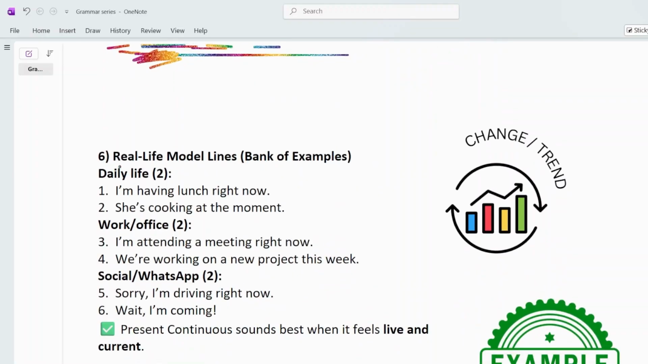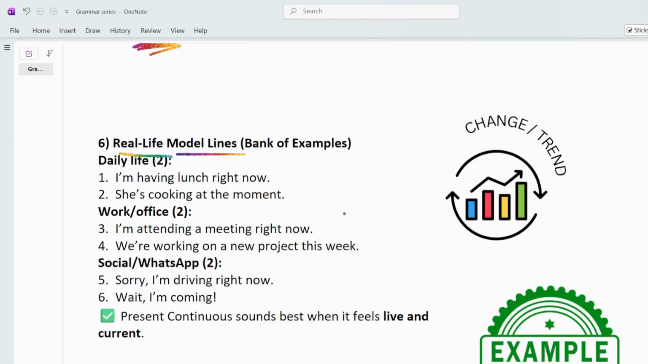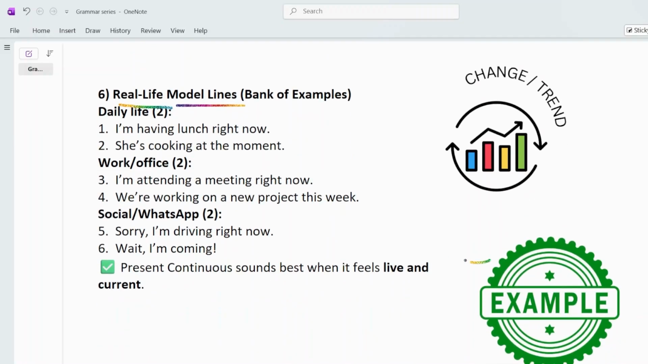Let's look at the topic known as real life model lines or examples. Great. Okay, the diagram has moved down here, so this is in reference to this. So, bank of examples. Let's look at certain sentences when a person can use this in their daily lives.